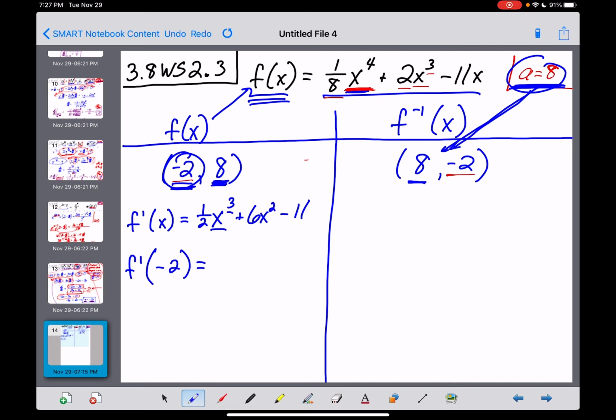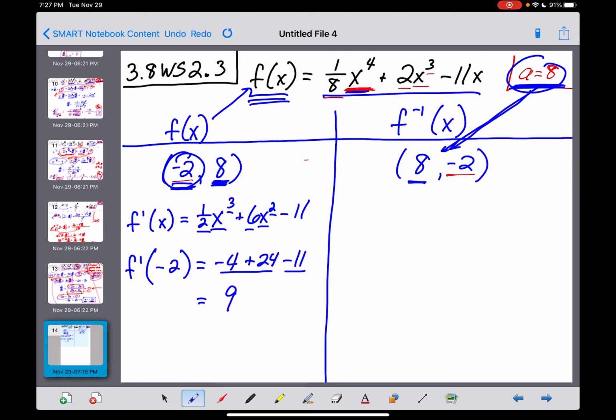Let's see what that does for us. Negative 2 cubed is negative 8. Half of that is negative 4. And then plus negative 2 squared is 4, times 6 is 24, and minus 11. So that's going to give you 20. 20 minus 11 is 9.